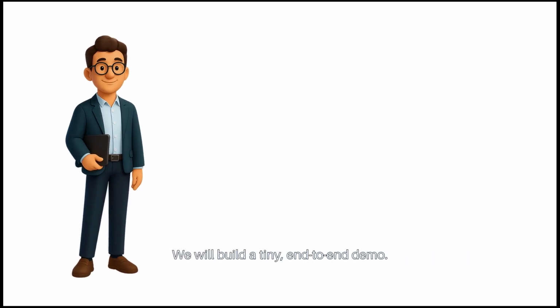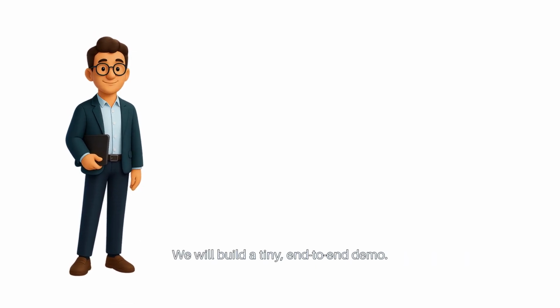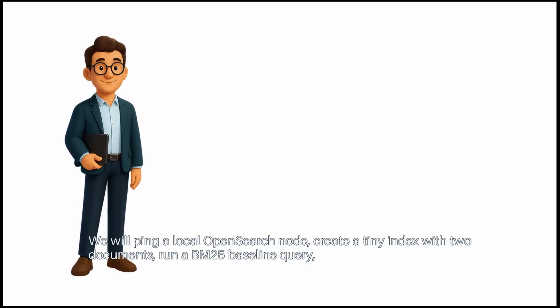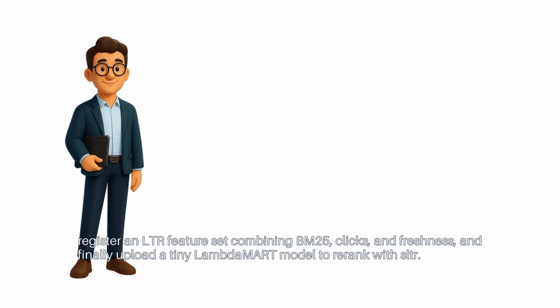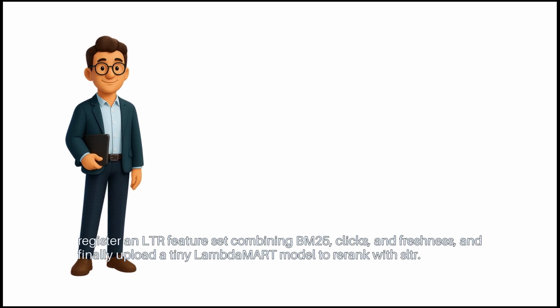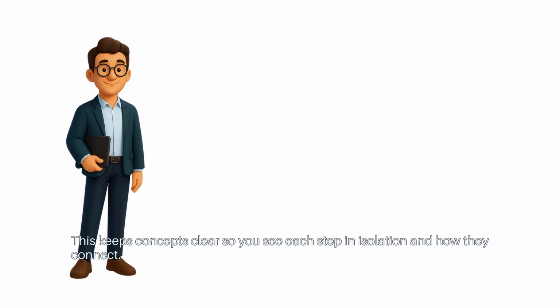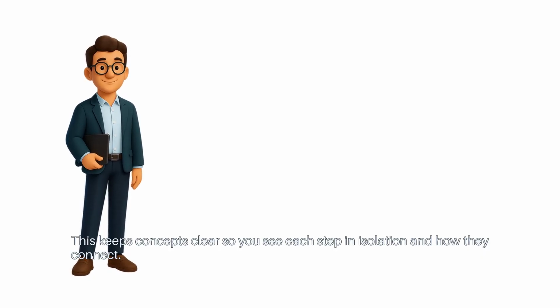We will build a tiny end-to-end demo. We will ping a local OpenSearch node, create a tiny index with 2 documents, run a BM25 baseline query, register an LTR feature set combining BM25, clicks, and freshness, and finally upload a tiny LambdaMART model to re-rank with SLTR. This keeps concepts clear, so you see each step in isolation and how they connect.